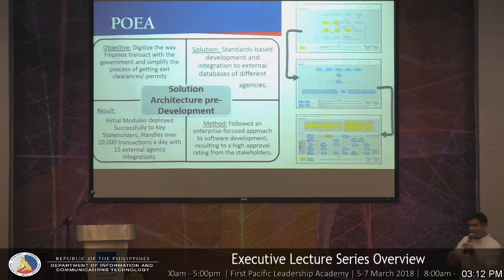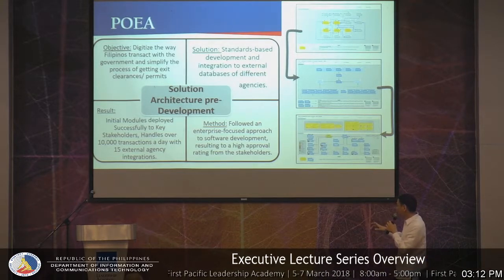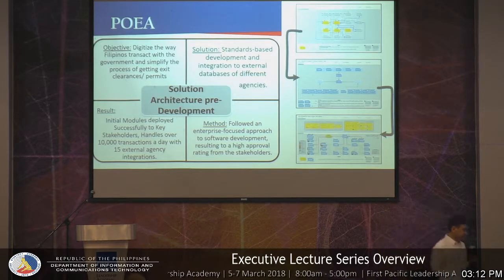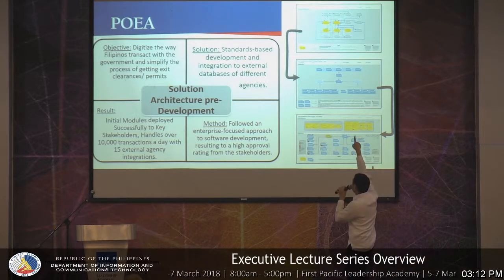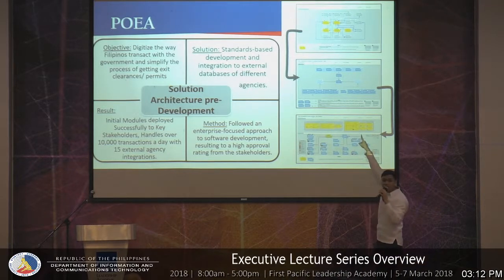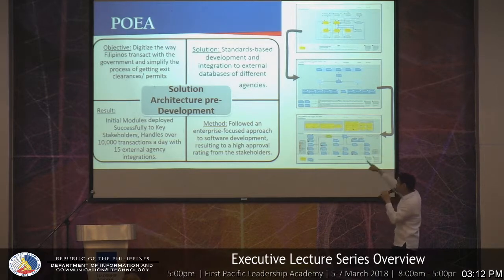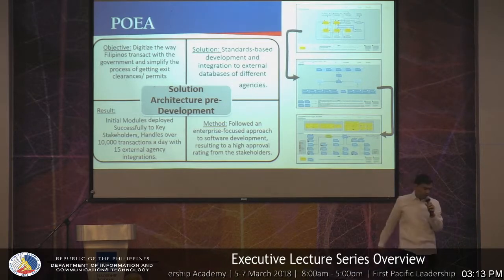So this is still in development, but the initial modules are already done, delivered successfully, and the connection to the 15 external agencies is also in process. What happens here is, the business architecture I showed earlier links to an information architecture. What are all the information assets we need? And then it links to the application architecture. What are the applications that we need to build? And the infrastructure that will support them.